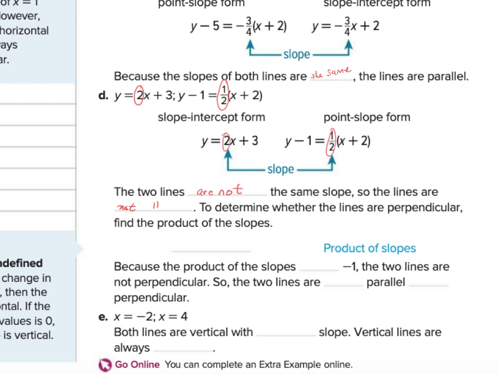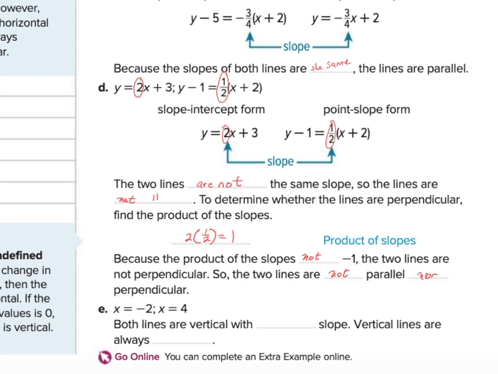Easy enough. Now, in order to determine if they are perpendicular, some people make a jump real quick and say, man, they're reciprocals, so they're perpendicular. That is not true here. They have to be the opposite sign. If we multiply 2 times 1/2, we only get 1, not negative 1. So the product of the slopes is not negative 1, so the two lines are not perpendicular, and so the lines are neither parallel nor perpendicular.